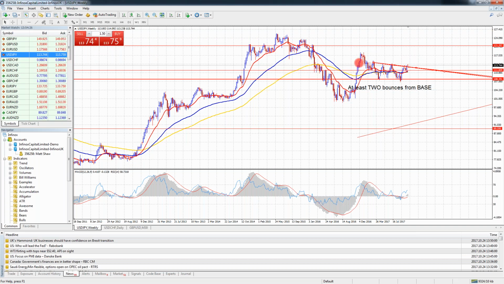Now, what's happened here, once it's made this high, it's now tapered off again. But the high it's made, even though it made a higher low, it's made a lower high from here. So now we've got that sloping channel here.